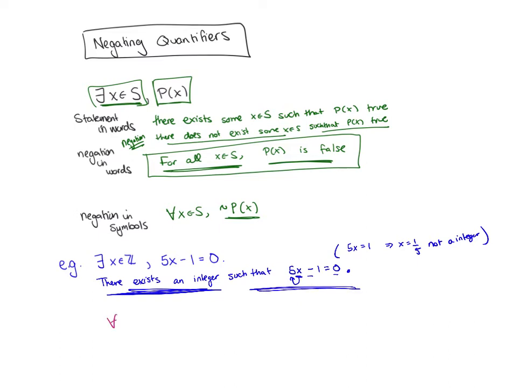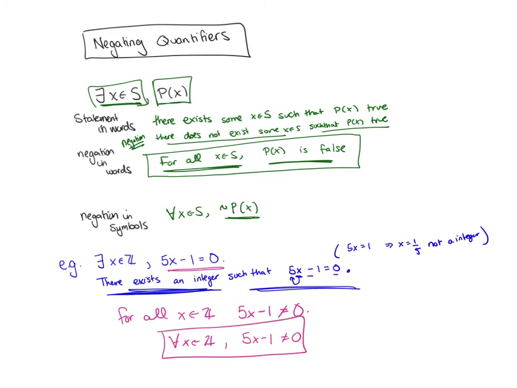So for all integers, let's write it in words first. For all of my integers, this isn't true. 5x minus 1 is not equal to 0. Or for all x in Z, 5x minus 1 is not equal to 0, if I want to write everything in symbols. So the big thing to remember here is when I negate a there exists, it becomes a for all, and then I just negate the statement that's next to it.